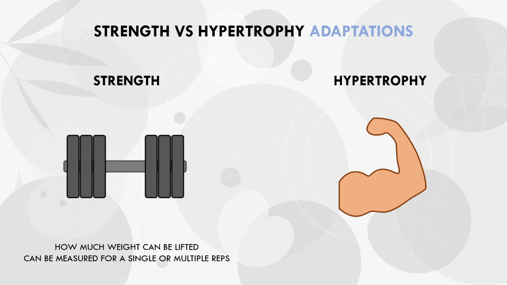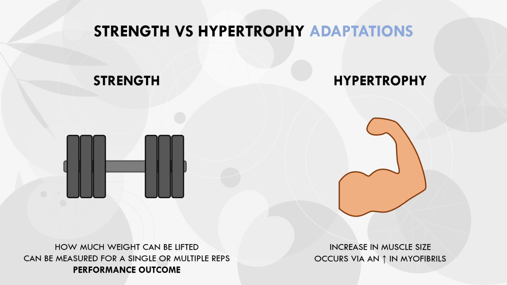Regardless of what rep range we define strength with, the key principle to understand is that strength is ultimately a performance outcome. Hypertrophy, on the other hand, refers to an increase in the size of the muscle. Without going into too much detail, this is primarily achieved by increasing the number of myofibrils in the muscle, which is simply the smallest unit of contractile tissue. A greater number of myofibrils makes each muscle fiber larger in diameter, giving us a bigger overall muscle belly.